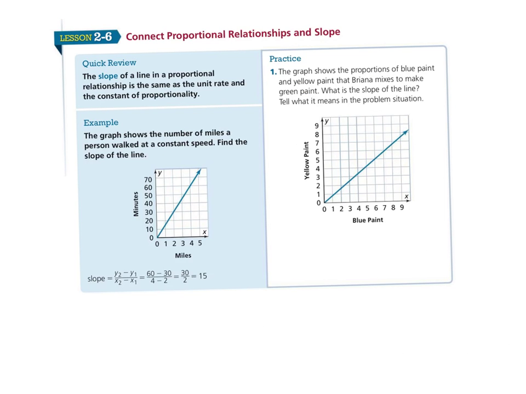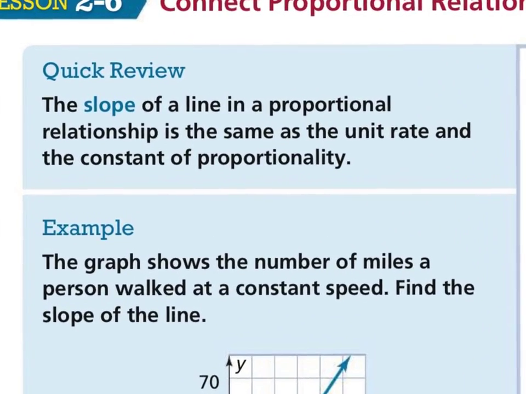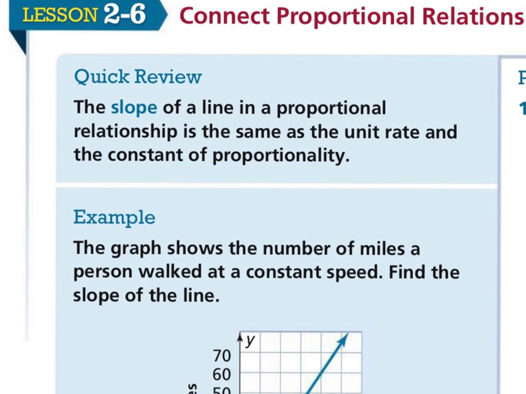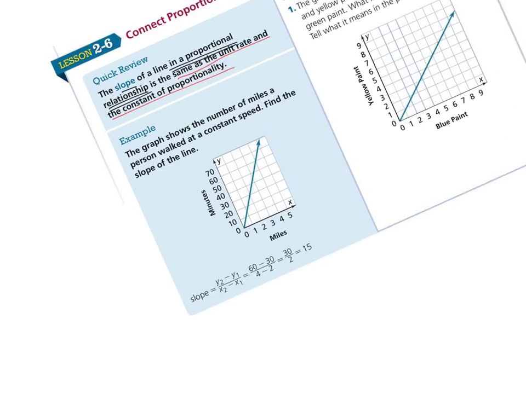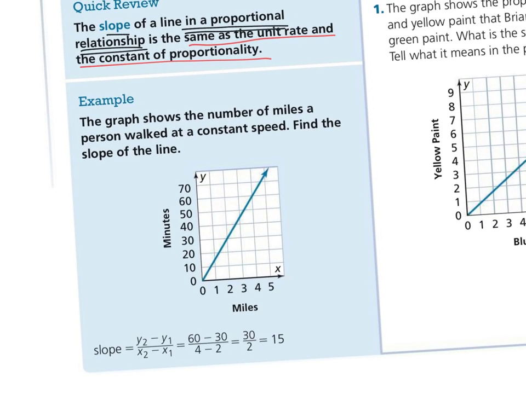Lesson 6, connect proportional relationships and slope. So this is where we first started talking about slope. It says if it's in a proportional relationship, slope is the same as the unit rate and the constant of proportionality. So remember we talked about y equals kx, y equals mx then.